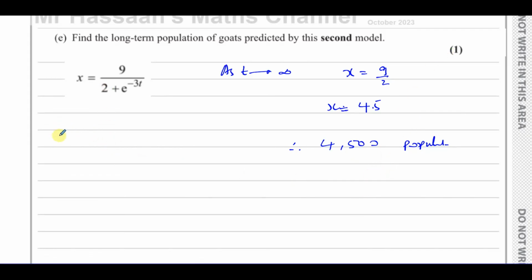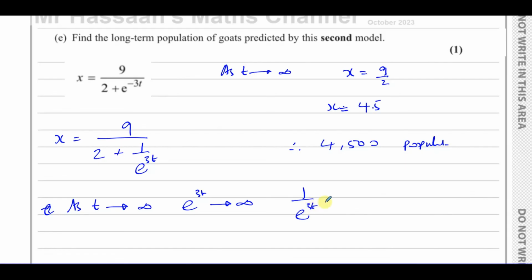But if you want to think about it algebraically, how does that happen? You have something like this: 2 plus 1 over e to the power of 3t. That's how this would look algebraically if you rewrite this. And we know that as t approaches infinity, e to the power of 3t also approaches infinity. 1 over e to the power of 3t therefore approaches 0. 1 over something really big approaches 0. So that means this approaches 0.